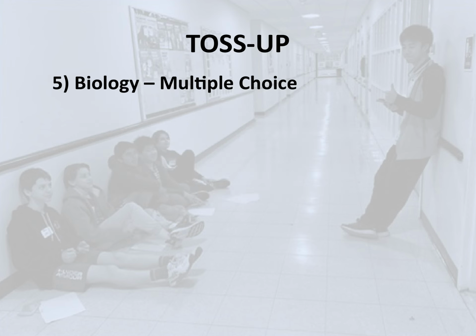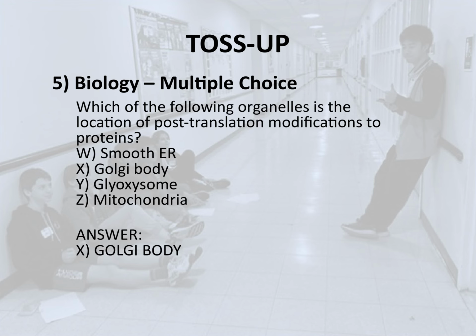Toss-up 5. Biology, multiple choice. Which of the following organelles is the location of post-translation modifications to proteins? W. Smooth ER. X. Golgi body. Y. Glyoxysome. Z. Mitochondria. Answer: X. Golgi body.